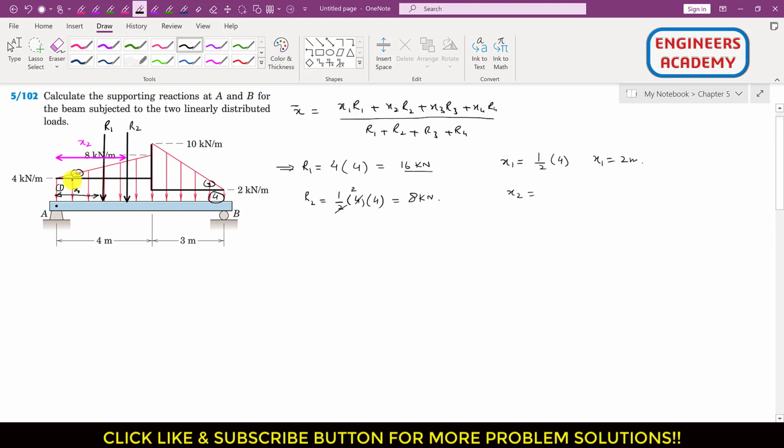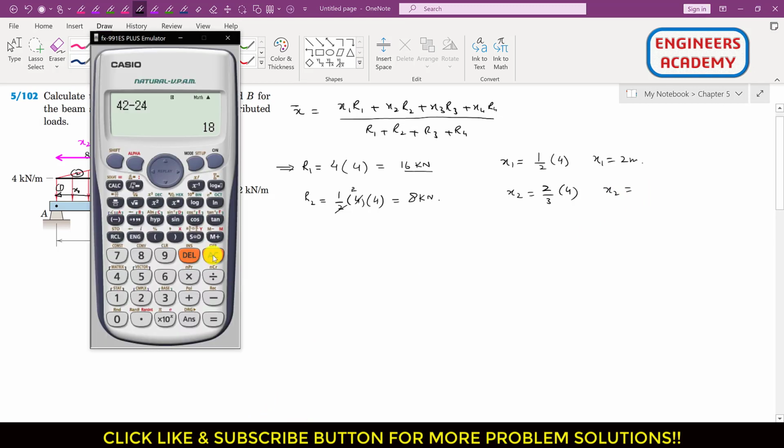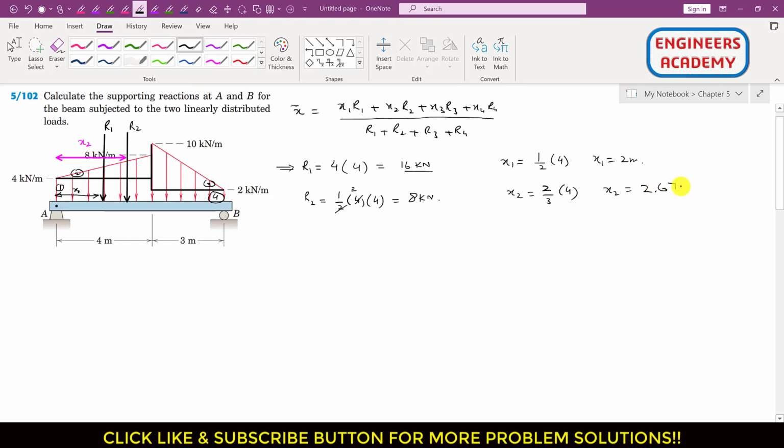is equal to 2/3 of this length, right? So we can write that this is 2/3 into 4, right? So we know that the centroid of triangular area is located at a distance of 2/3 from this apex along this line, right? So this is x2, and this will be 2 divided by 3 into 4. So this is 2.67, right? So x2 is 2.67 meters. So this means that R2 is located at a distance of 2.67 meters from that point A.